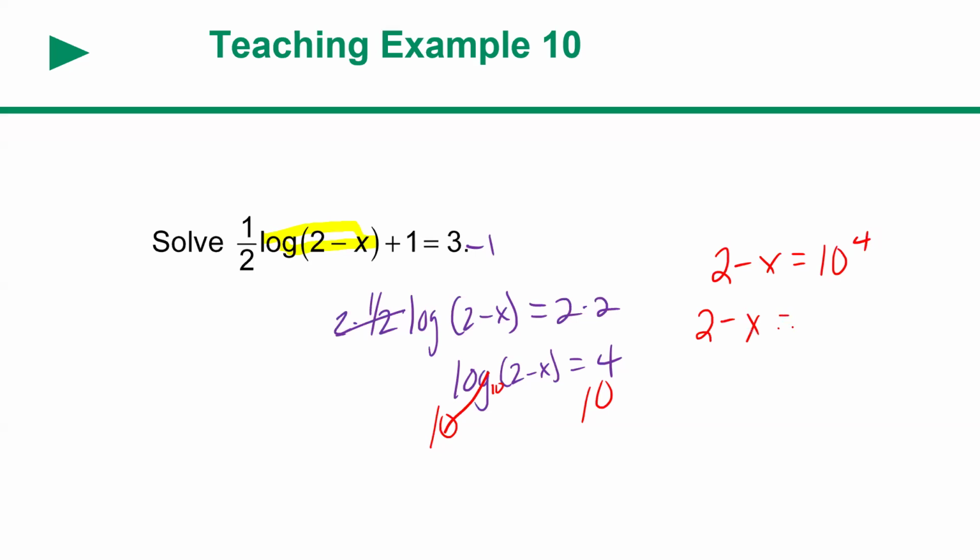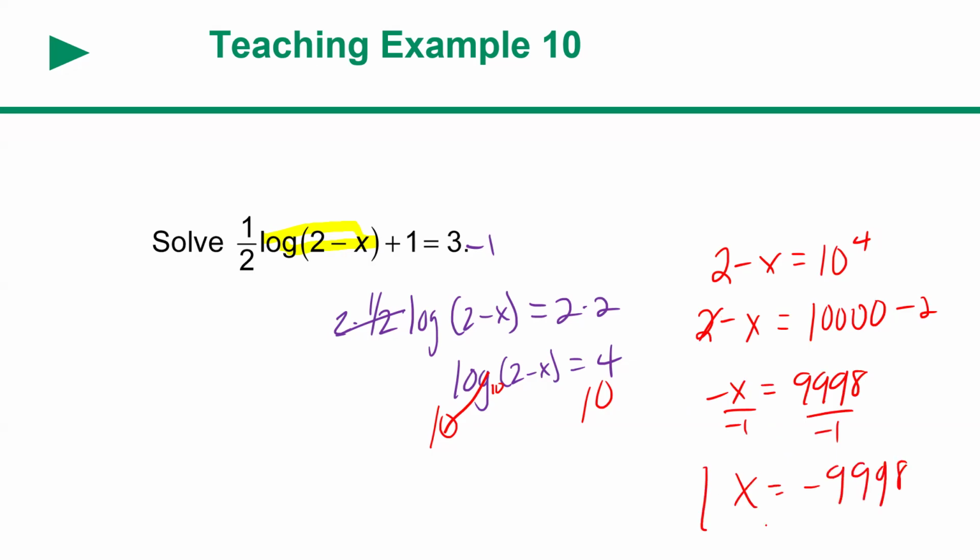What is 10 to the 4? 10,000. Now, what do I need to do to find x? Minus 2. So we get negative x equals 9,998. And then divide by negative 1. So x equals negative 9,998. They are never close.